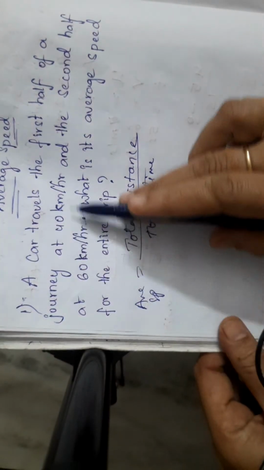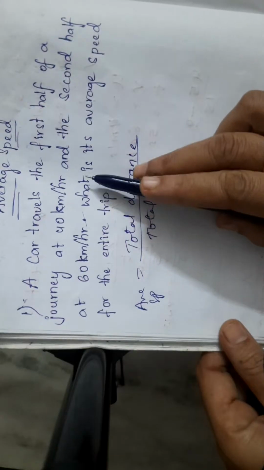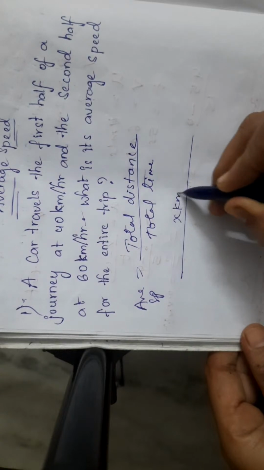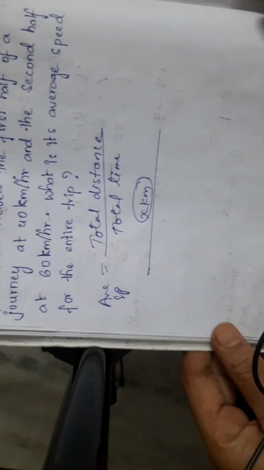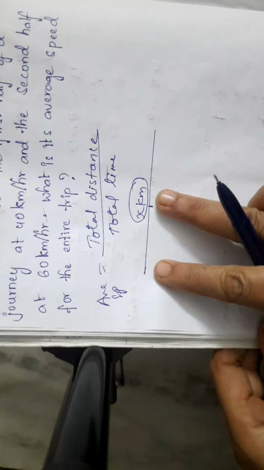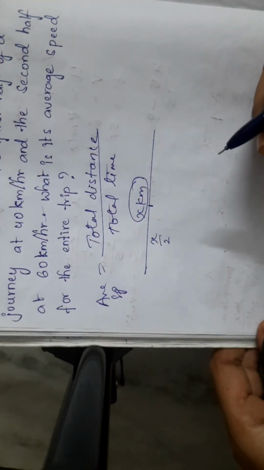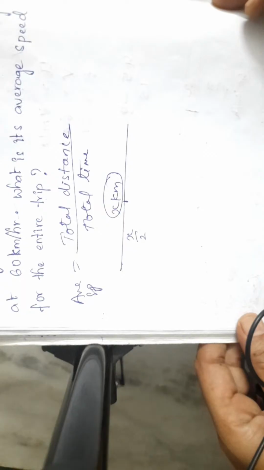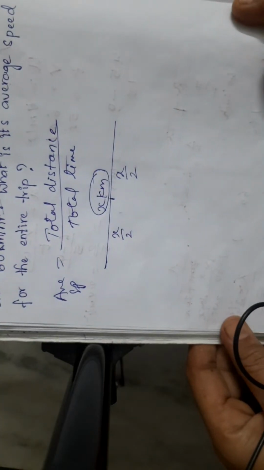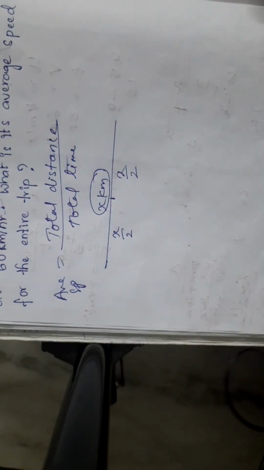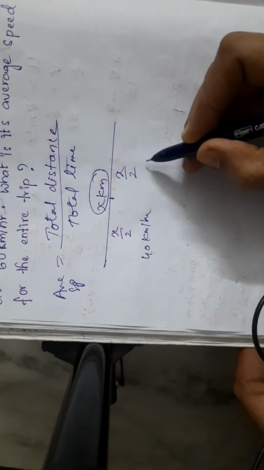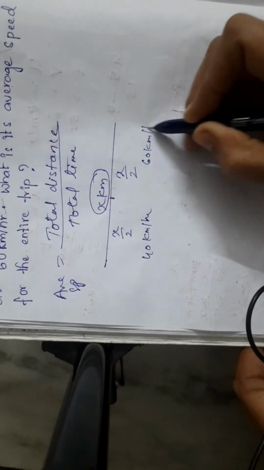Here it is given, a car travels the first half of the journey at 40 km per hour. So let the distance be x kilometer, which the car has to cover. It will cover half of the journey, and half of x is x by 2. Further, the next half of the journey will also be x by 2. It covers its first half with a speed of 40 km per hour, whereas the second speed is 60 km per hour.